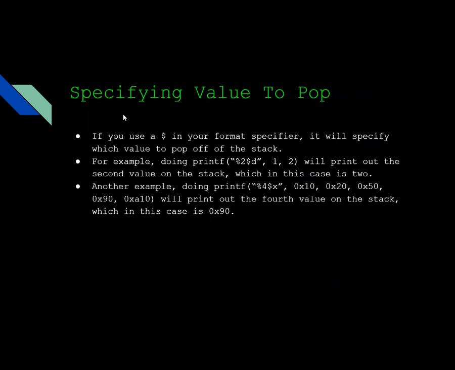Anyways, if we use a $ sign in our string formatter, it's actually going to specify which value on the stack we want to pop off. Normally, if we just did %d, it would print out 1 in this example. But if we do %2$d, it's going to print 2 instead of 1. So it's going to grab the second value on the stack and print that off. If we do something like %4$x, it's going to print the fourth value on the stack, which in this case is x90.